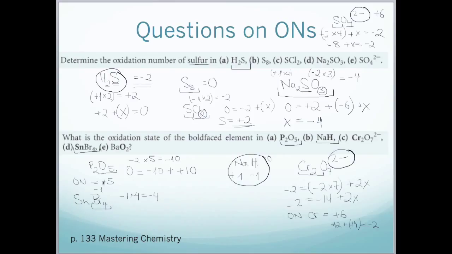So because overall the molecule is 0, we write it as minus 4 plus x. Therefore, the oxidation state of Sn in this case will be plus 4. And finally, we have BaO2. So again, oxygen is minus 2 times 2 because there are 2 here. Overall, there is no charge. Therefore, minus 4 plus x means that x will be plus 4.